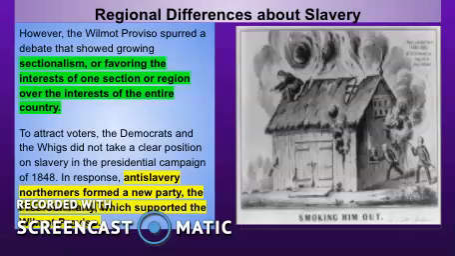To attract voters, the Democrats and the Whigs did not take a clear position on slavery in the presidential campaign of 1848. In response, anti-slavery Northerners formed a new party, the Free Soil Party, which supported the Wilmot Proviso. They worried that slave labor would mean fewer jobs for white workers. Party members chose former President, I think you might remember this name, Martin Van Buren, as their candidate. The new party won 10% of the popular vote, drawing away votes from Democrat Lewis Cass. Whig candidate Zachary Taylor won a narrow victory.